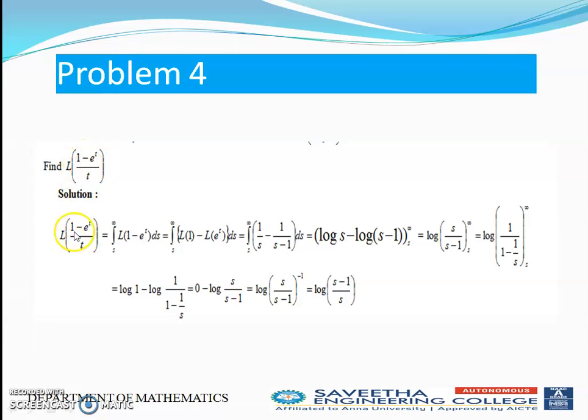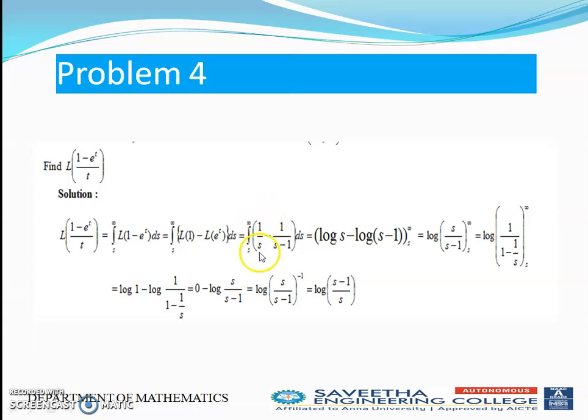So first we write the given equation. L of 1 minus e power t divided by t equals, for the 1 by t, I can write the integral from s to infinity of L of 1 minus e power t into ds. Next we take L of 1 minus L of e power t here. What is L of 1? 1 by s. L of e power t is 1 by s minus 1, with respect to s from s to infinity.